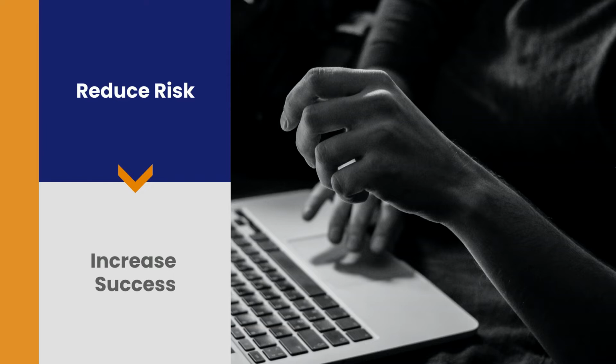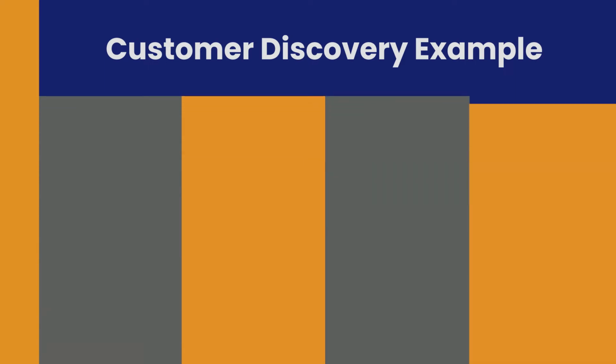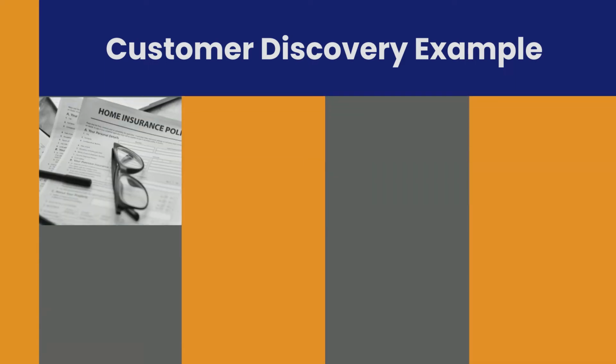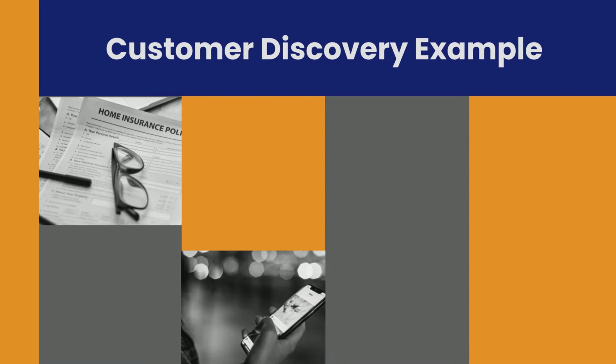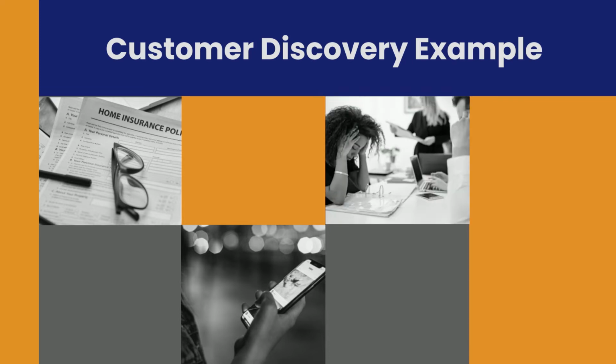on false assumptions. For example, let's say you have an assumption that people who submit insurance claims want their money faster. You spend time and money developing an app that speeds up the behind-the-scenes process for approving claims. But customers still aren't happy. How does this make sense? People who submit claims are getting paid faster.